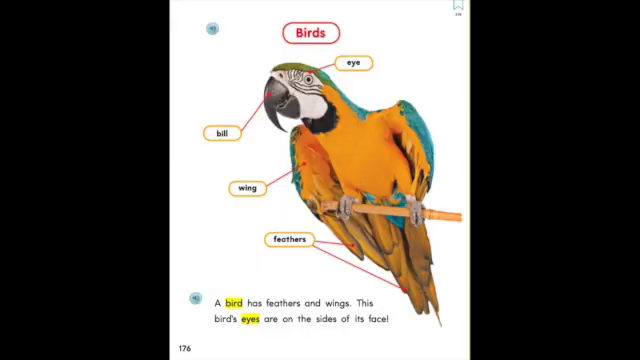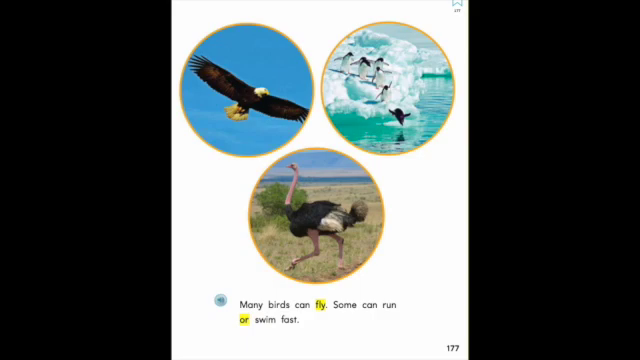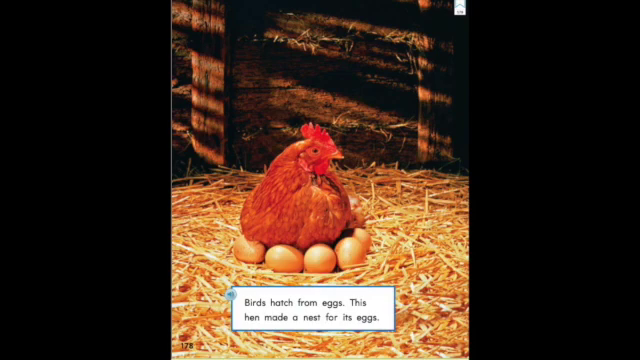A bird has feathers and wings. This bird's eyes are on the sides of its face. Take a look at our sight words. We have the word bird and eyes. Let's look at our labels. On the top we have birds, eye, bill, which is like a beak, wing, and feathers. Many birds can fly. Some can run or swim fast. Take a look at our sight words fly and or. Birds hatch from eggs. This hen made a nest for its eggs. Mrs. Dinter loves those chickens.